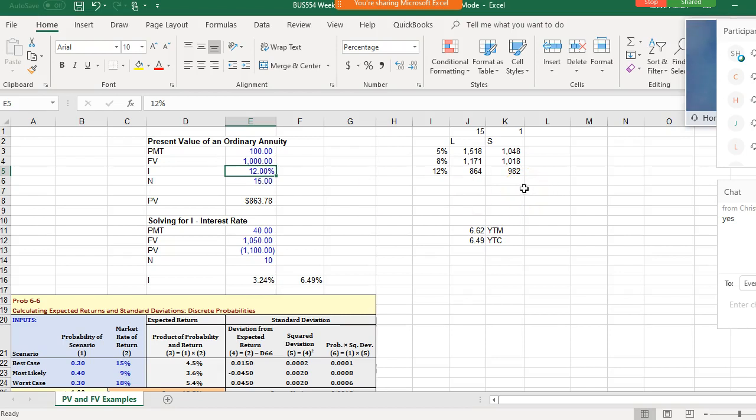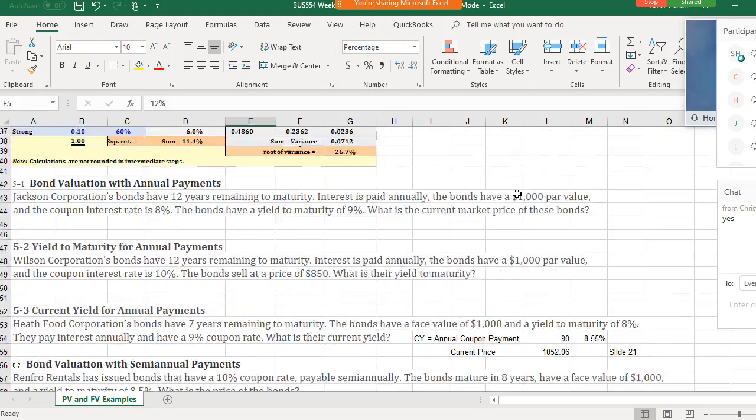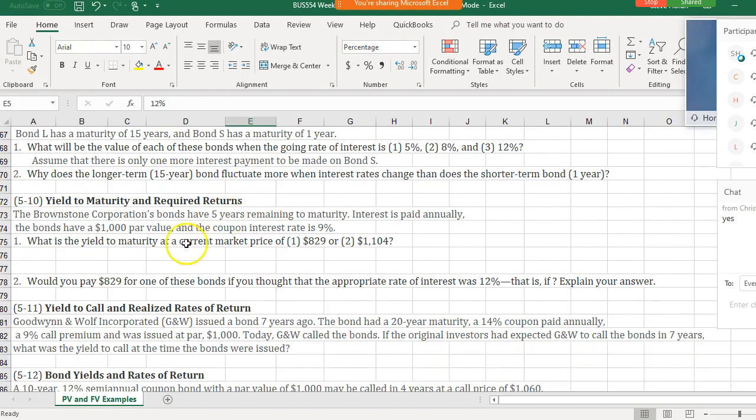Okay, so that was question 9. Let's take a look at question 10. I got ahead of myself thinking 9 was the last one. 9 is not the last one. I've got a few more left. Okay, it says Brownstone Corporate's bonds have 5 years remaining to maturity. Interest is paid annually. Bonds have a $1,000 par value and a coupon interest rate of 9%. So what is the yield to maturity based on a market price of $829 and $1104?